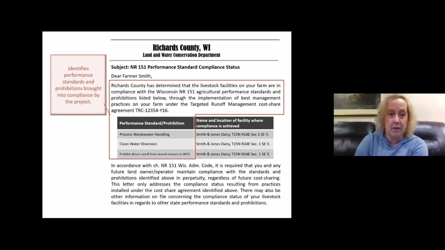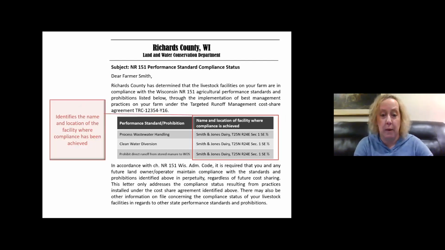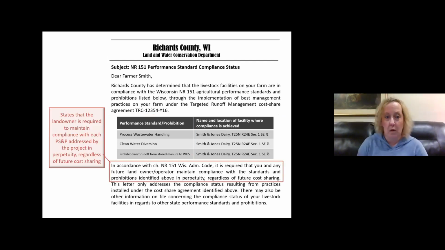It should identify the applicable performance standards that were brought into compliance by the project. It should identify the name and location of the facility where that compliance was achieved. It should remind the landowner that they are required to maintain compliance with the performance standards in perpetuity, regardless of future cost sharing.